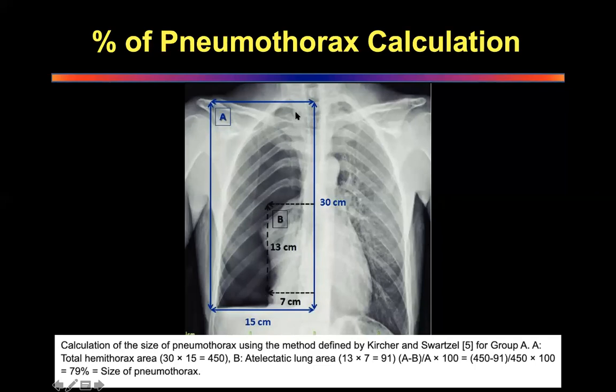Okay, it's very easy. Height and width, multiply the two together, you get A. Height and width of the collapsed lung, you multiply the two together, you get B. And then A minus B divided by A into 100 gives you the percentage of pneumothorax. Okay, so that's the way to calculate pneumothorax.